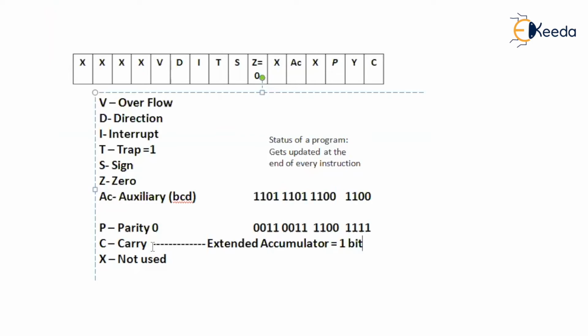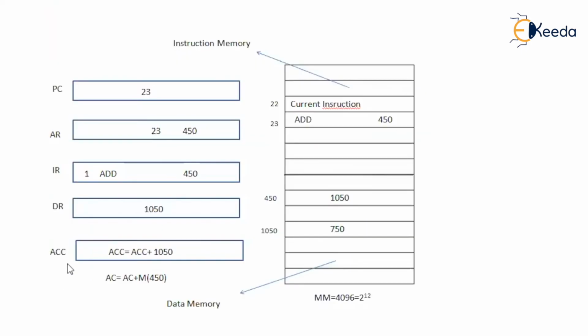Finally, the operation is being performed between the data register and the accumulator, right? Let me show that. Try to understand. The operation is being performed between the accumulator and the data register finally. When you want to perform addition, the accumulator contents will get added to the data register, right?